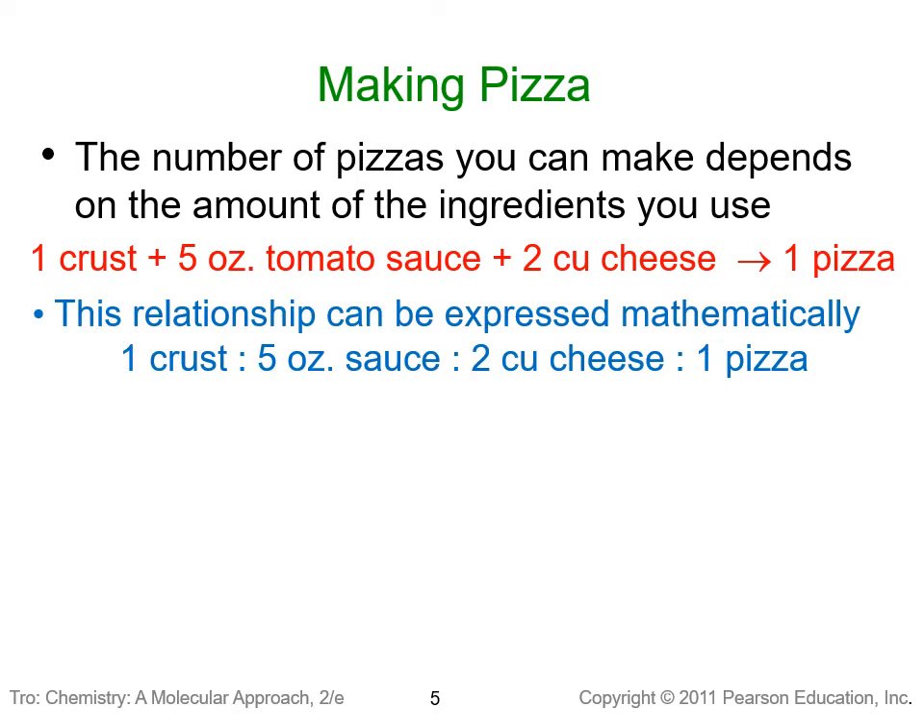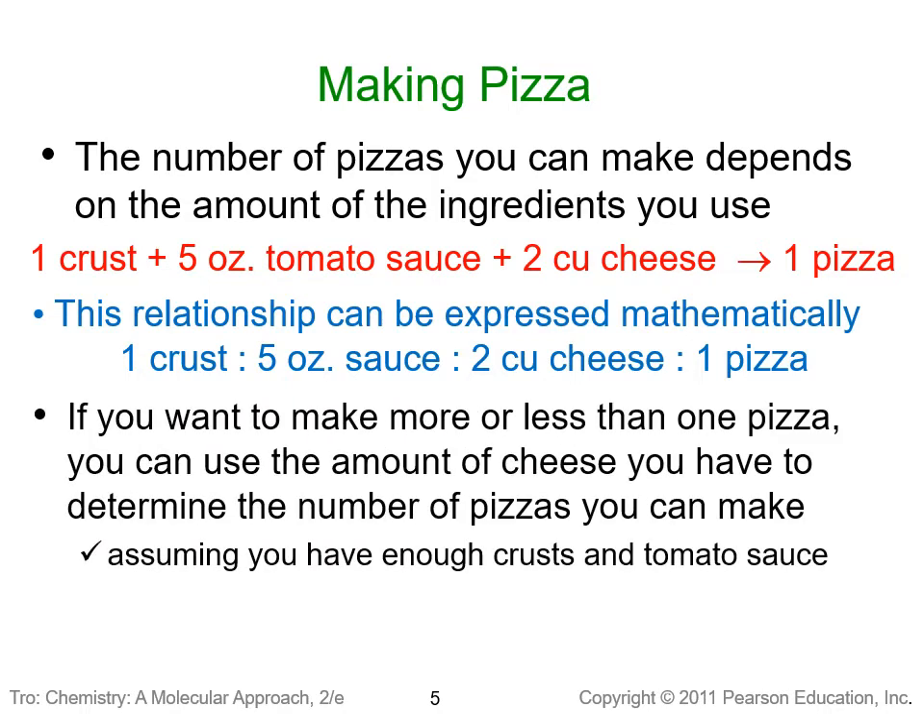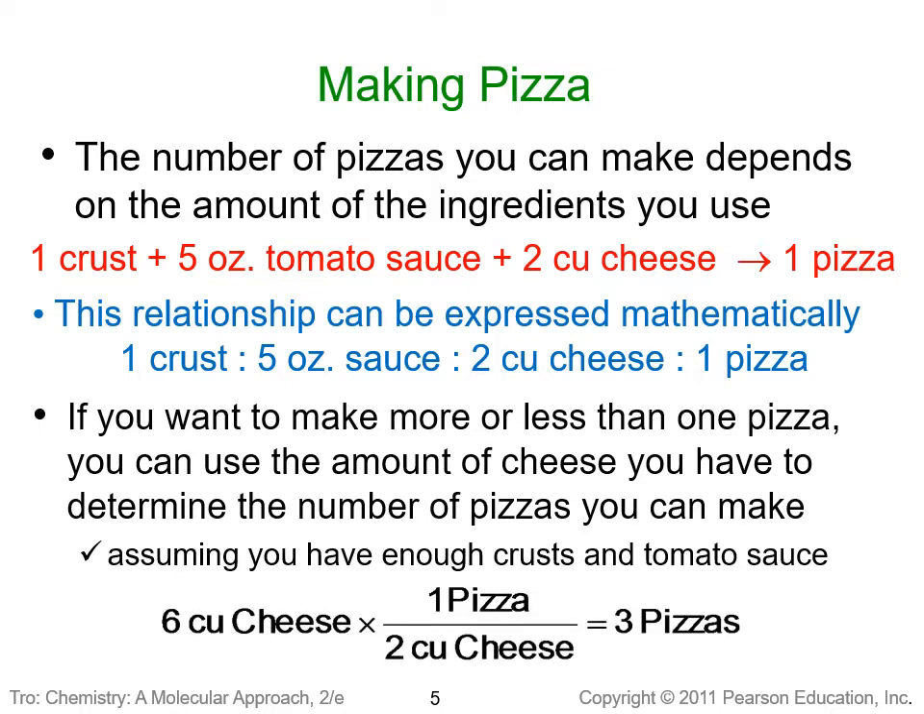So we can express this mathematically as a ratio. So 1 crust to 5 ounces of sauce to 2 cups of cheese to 1 pizza. So if we want to figure out how many pizzas we can make, we can use the amounts of the different ingredients to help us figure this out. So if we assume we have enough of the other ingredients and we have 6 cups of cheese, we know that it takes 2 cups of cheese to make a pizza. If we have 6 cups, that means that we can make 3 pizzas. We're canceling our units. This might look familiar, like dimensional analysis.